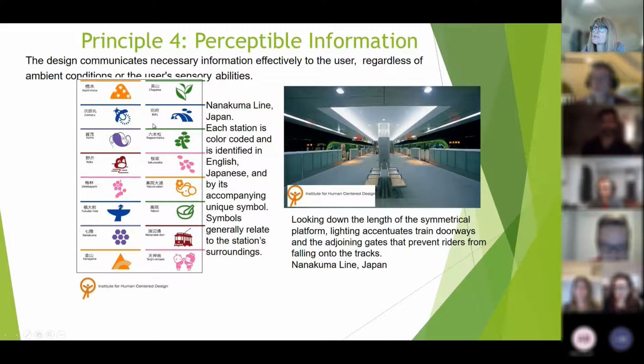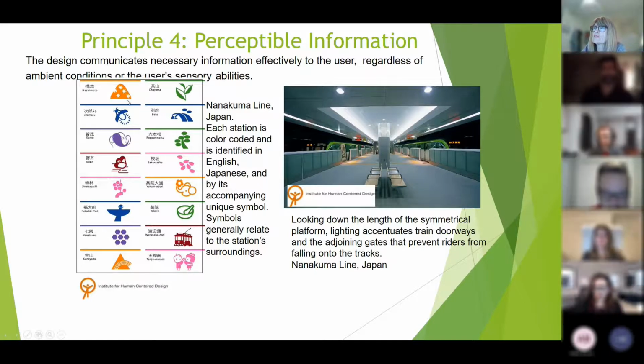Oh, I see this picture moved up. But okay, this is really just an example of bringing in an infographic and then words next to it so that you can learn Chinese. The design communicates necessary information, so this is perceptible information, effectively to the user, regardless of ambient conditions or the user's sensory ability. So we need to bring in as much as possible so the student can understand it better.